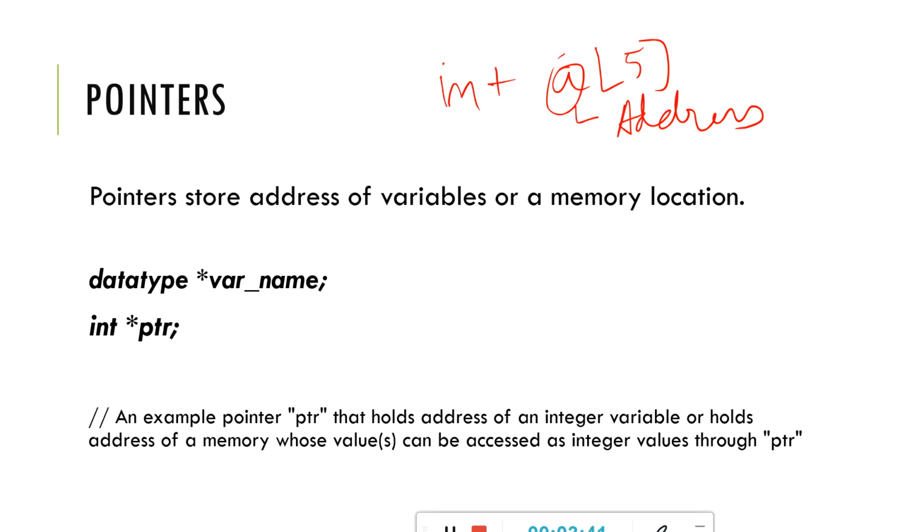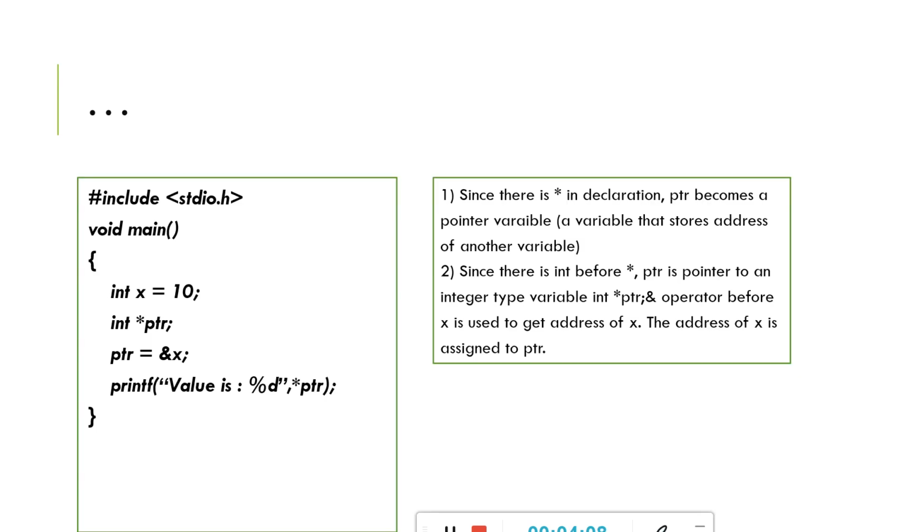So the data type, that is integer, float, character, anything, and the variable name, with a star, define that this variable is a pointer. Here you can see that we have declared one integer pointer, which can store an integer variable's address. Now you can see how we use it. Suppose x is equal to 10 and we've declared one pointer.